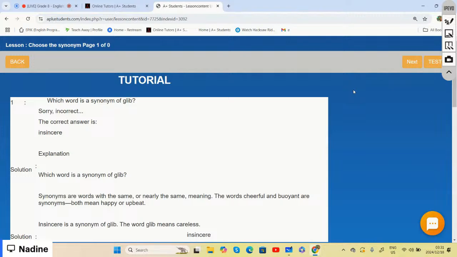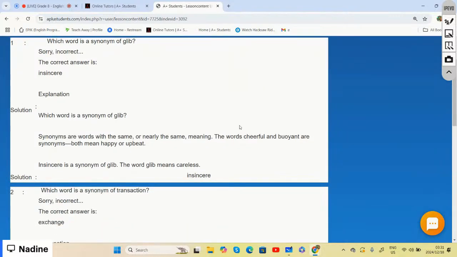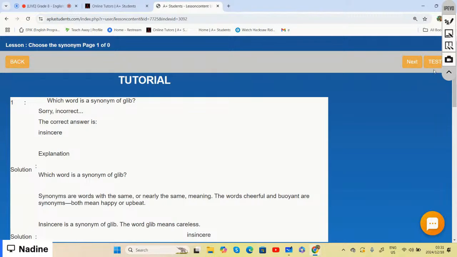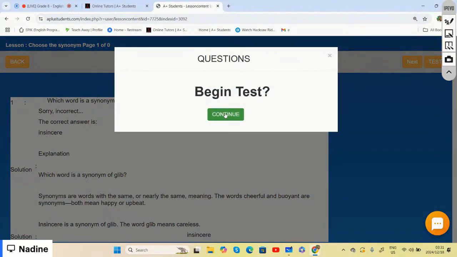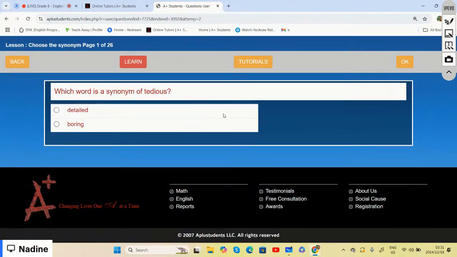All right, we already went over synonyms. Let's just rather go straight to our test, right? Because we already went over what synonyms are, and we already went through a few words. We gave quite a few examples of synonyms, words with the same meaning or almost the same meaning.